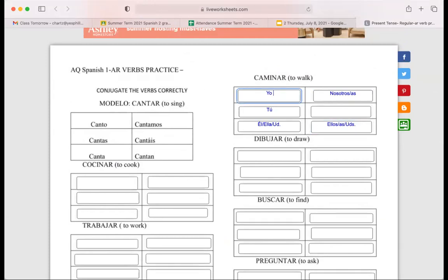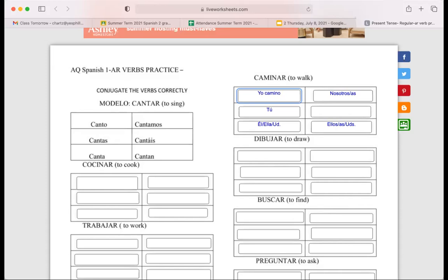Okay. So if we wanted to say I walk, here's the word for walk. What do you think? You can even look at this model over here to do it. So how do you think you would say that? So this one right here, caminar, is the verb that they want us to conjugate, and that means to walk. It gives it to you right here. So if you say I walk, how would you say that? Yo caminar.